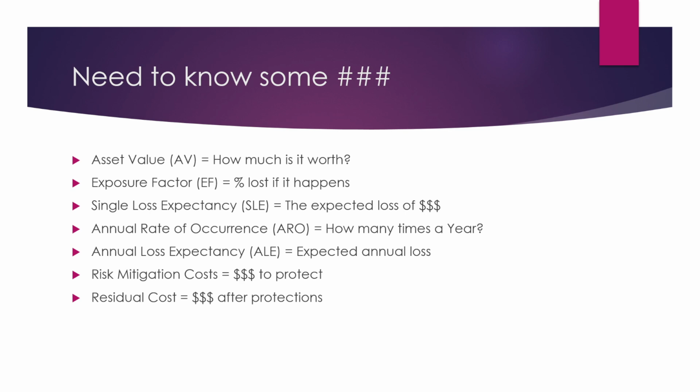We need to know what single loss expectancy is. How much money would we lose for a single occurrence of the threat? We need to look at ARO, annual rate of occurrence. How often does this happen per year? We need to look at annual loss expectancy. So in a given year, how do we determine how much money would be lost annually? Risk mitigation costs. How much money do we spend to protect it? And residual costs. Even after protections, sometimes there's still a loss if it does occur. What would that look like?